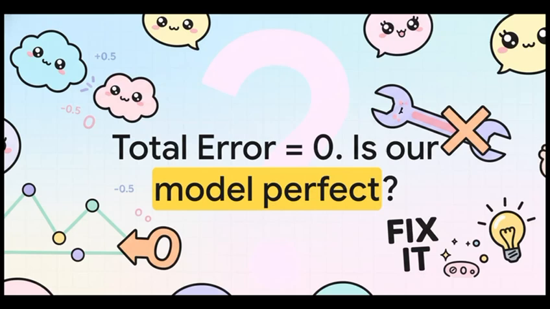So what happens when we add them up? Well, positive 0.5 plus negative 0.5 equals 0. The total error is 0. But our line is obviously not perfect. The problem is the positive and negative errors canceled each other out, giving us a totally misleading score. We've got to fix this.